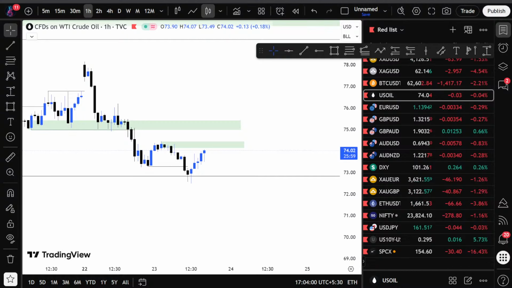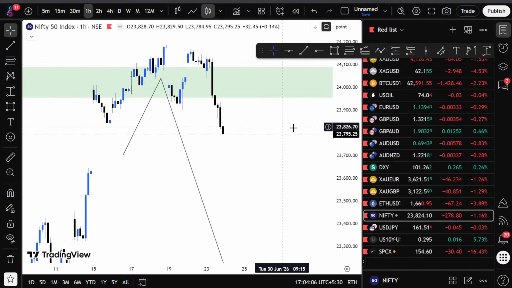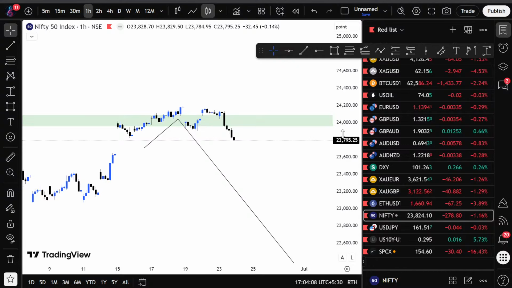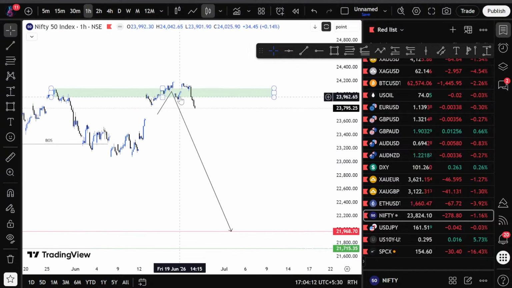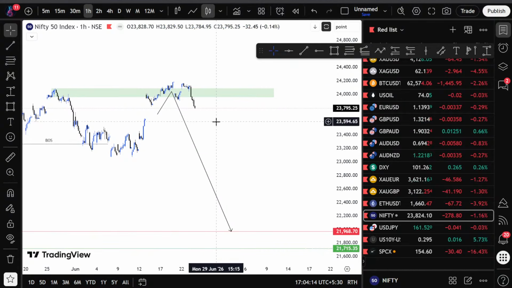What is Nifty in your pair list? It is the Indian stock market index. I was bearish from here because this was a structural area, and this is dropping.